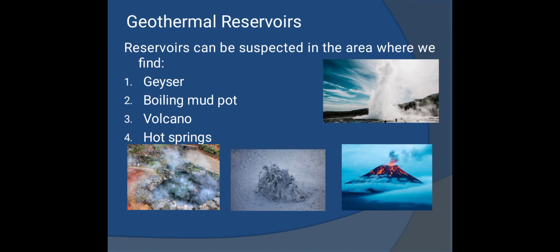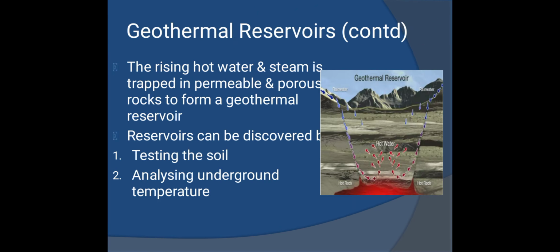Geothermal reservoirs can be suspected in areas where we find geysers, boiling mud pots, volcanoes, and hot springs, and the figure is shown on the page. These are the four types of geothermal reservoirs. Geothermal reservoirs contain rising hot water and steam trapped in permeable and porous rocks. Reservoirs can be discovered by testing the soil and analyzing the underground temperature. We can check this in the figure.